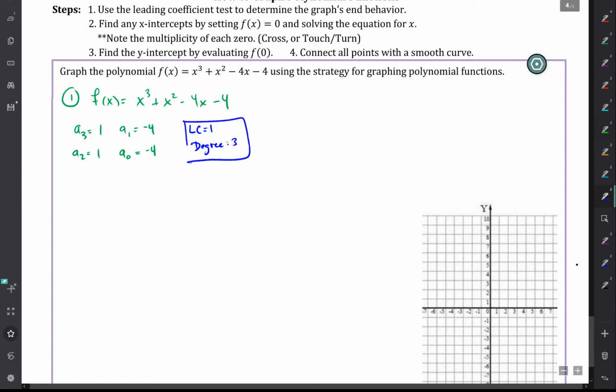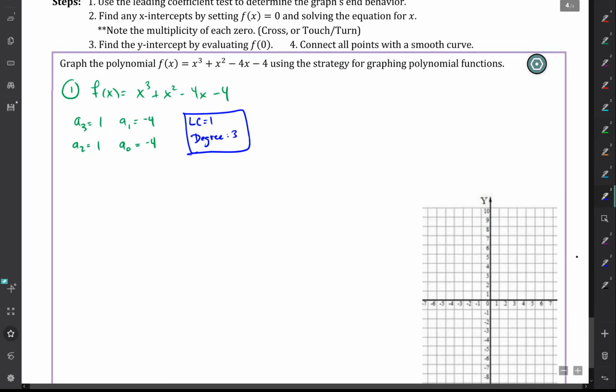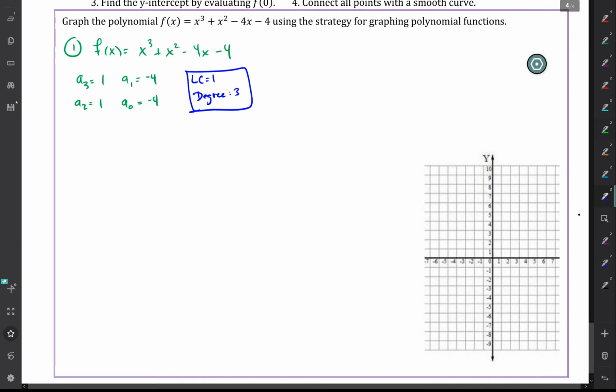So I'm in the top left corner of the table. Positive leading coefficient, odd degree, means my end behavior must do something like this: fall to the left and rise to the right. Okay? And I haven't filled in what's going on in between, right? So this is what we're going to figure out by finding the zeros and stuff.